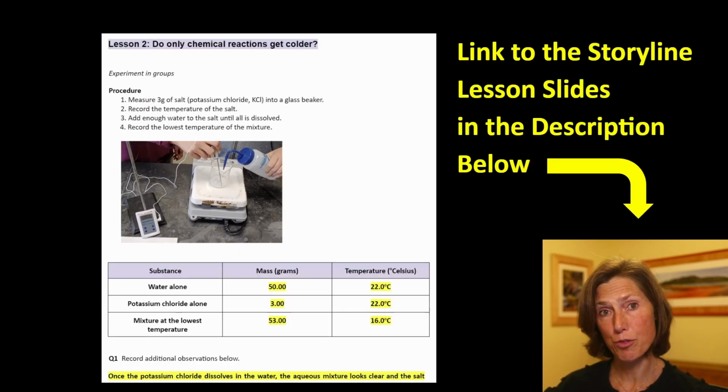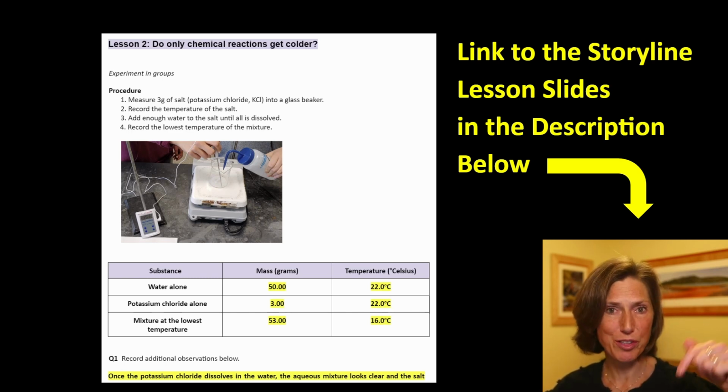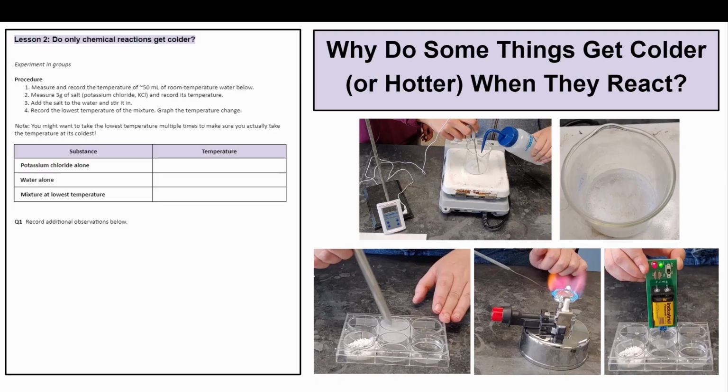Here you're seeing the front page of the key. If you're interested in the lesson itself, as well as the teacher key, check the description in the video below. This is the first lesson slide that the students see, where I introduce the second lesson, do only chemical reactions get colder? And again, this is part of the chemical bonding storyline, why do some things get colder or hotter when they react?